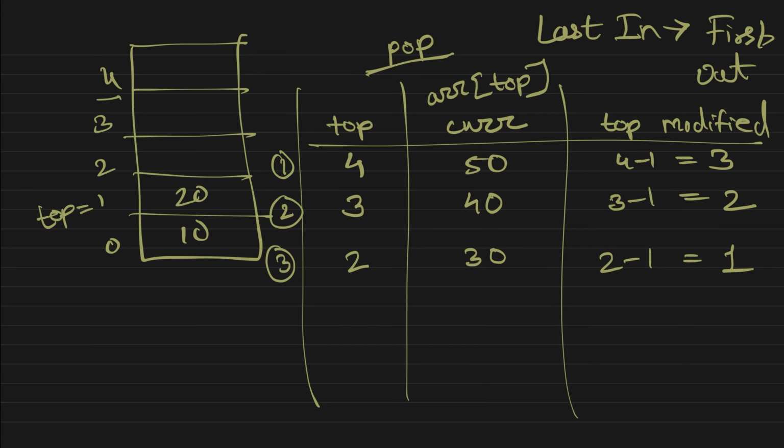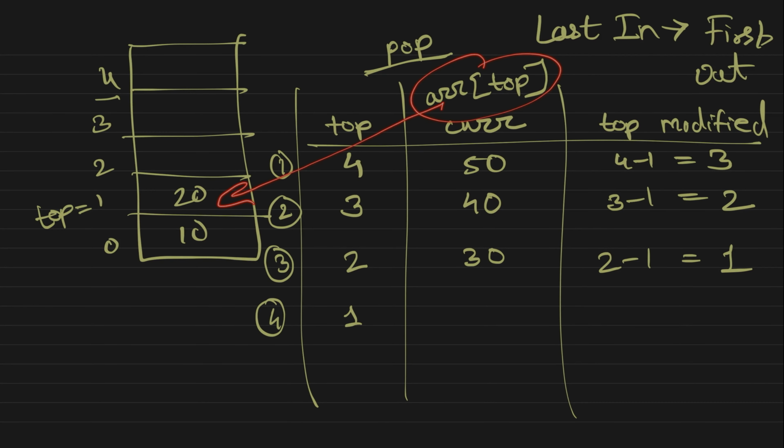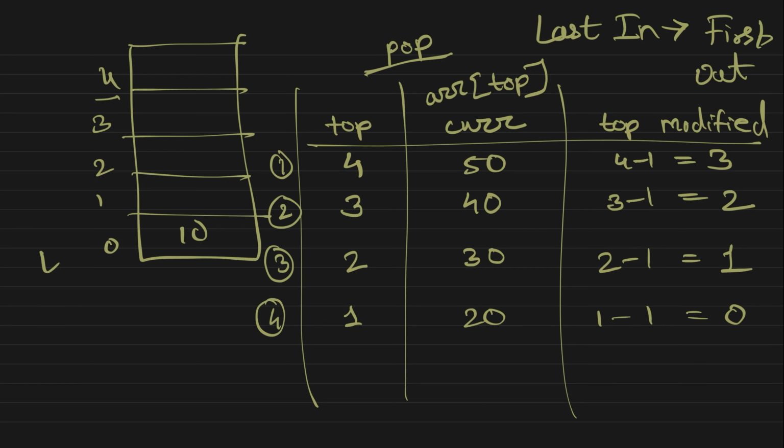And at the fourth iteration, again the same thing. My top value was 1, so array of top will be this 20 here, and then 1 minus 1, my top value will be 0. So this top and this 20 would get removed, and this top value will become what? 0. And in the fifth call, my top value is 0.